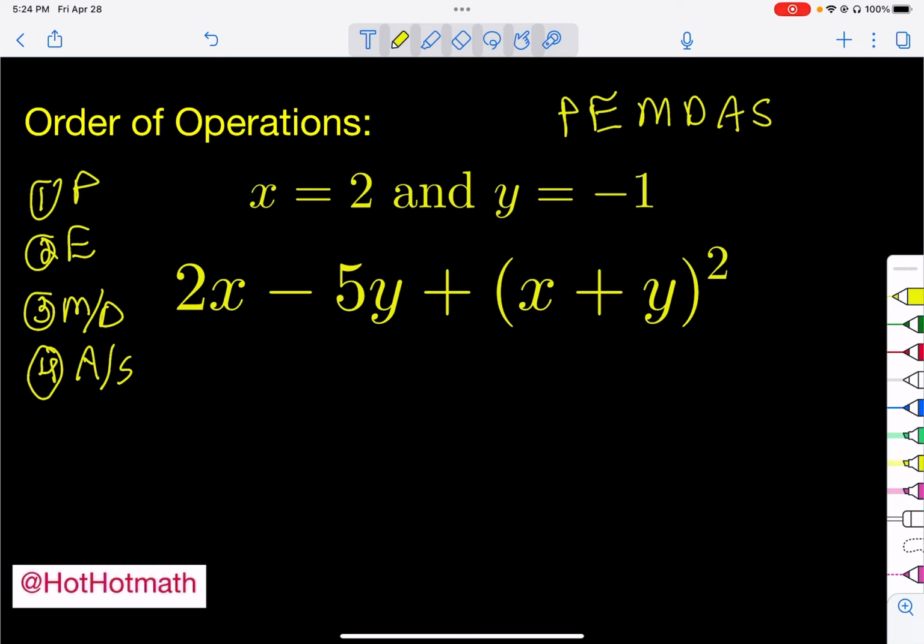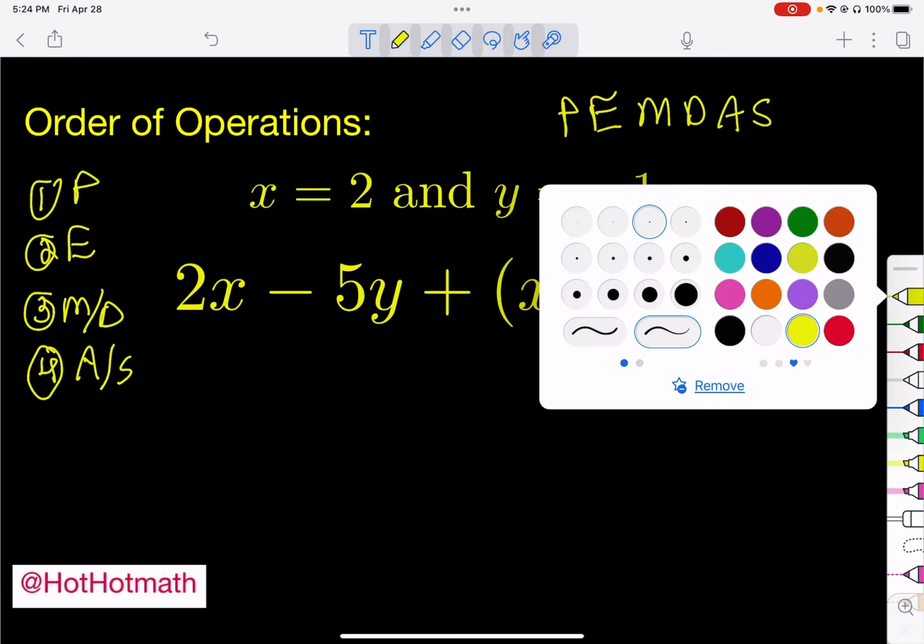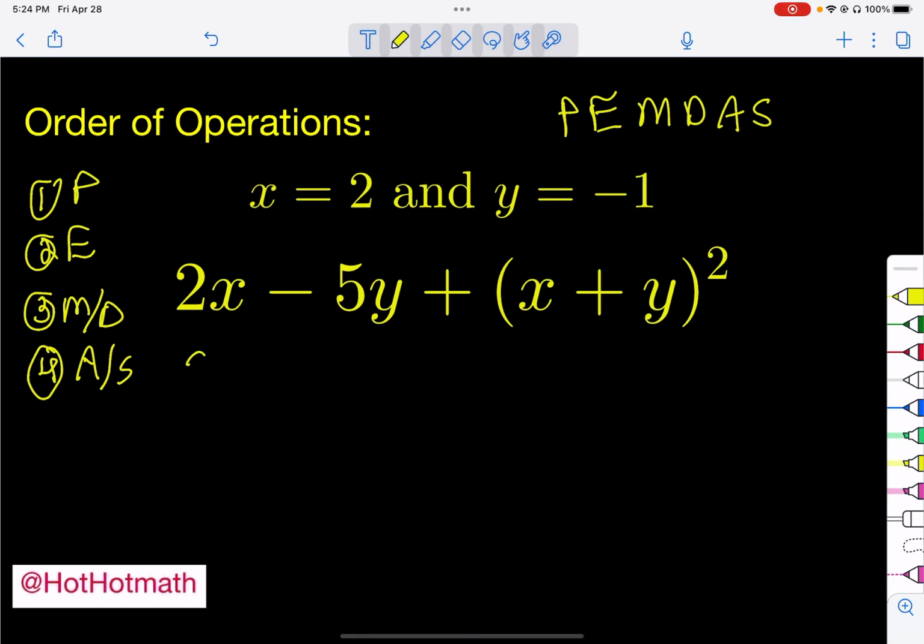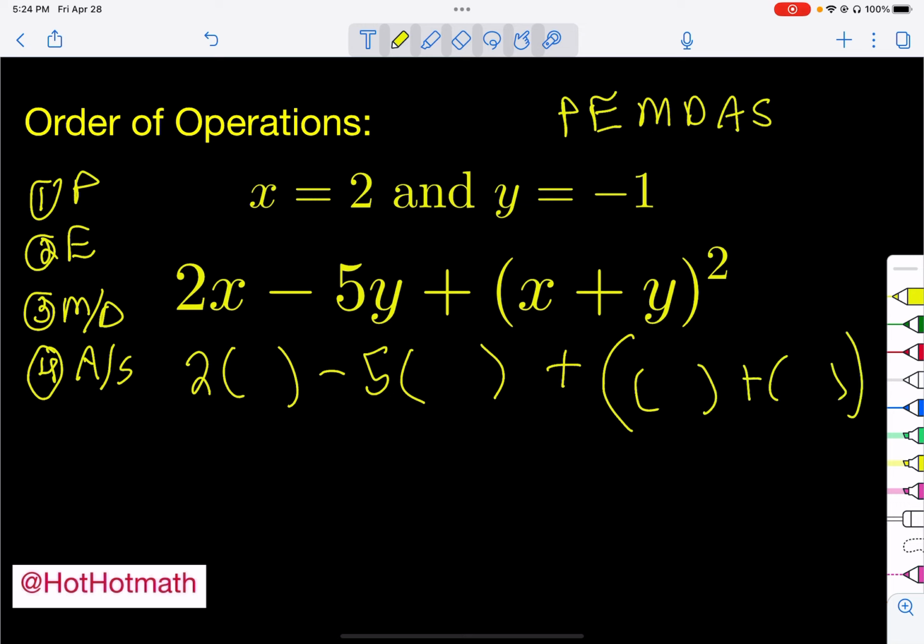Okay, so once we have an expression and we want to substitute values in, and we want to follow order of operation, what we want to do is wherever we see the value of the variable, my suggestion is put a little parenthesis to hold the number in. Every place that we see an X, it says that X is 2, so I'm going to put a 2. Every place that we see a Y, it tells me that that's -1.